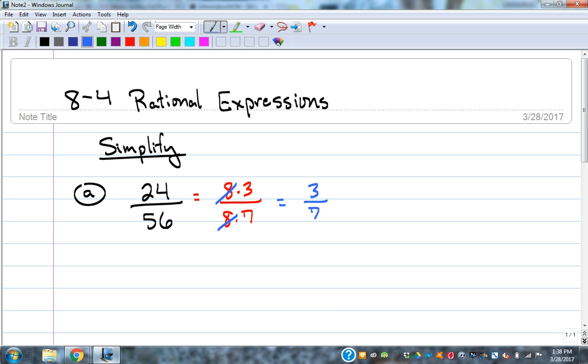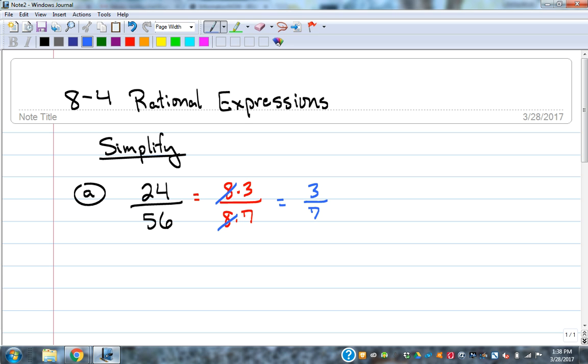What we're getting into today is, well, what if it's not a normal fraction like numbers? What if it's got letters and it's got a polynomial and stuff like that? It's still the same idea. You're thinking, okay, I want to cancel factors. We don't cancel terms, we cancel factors.